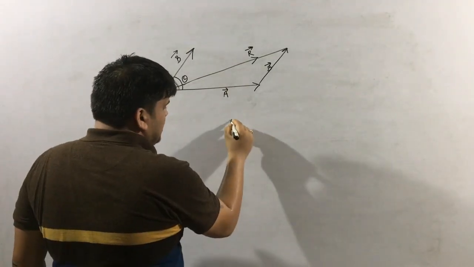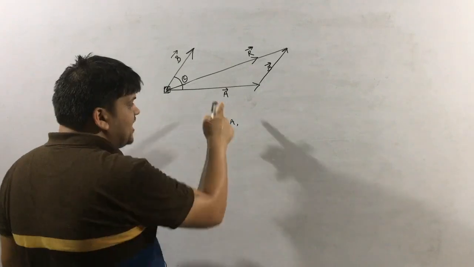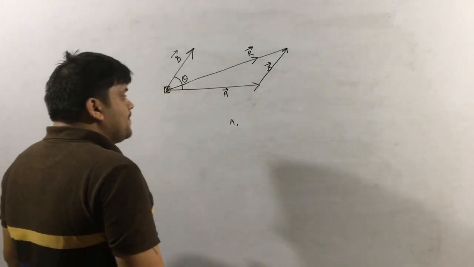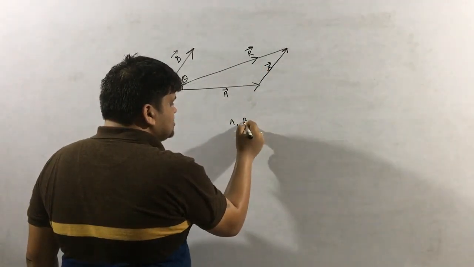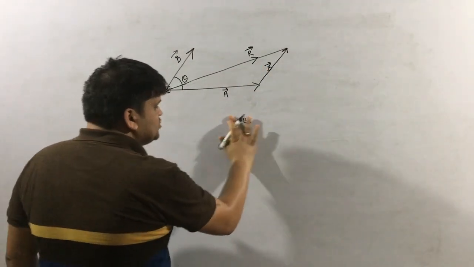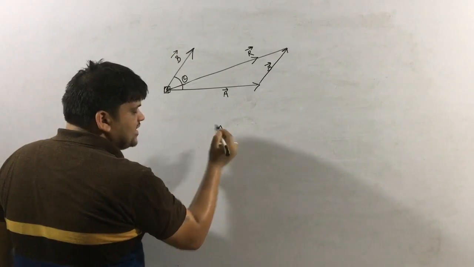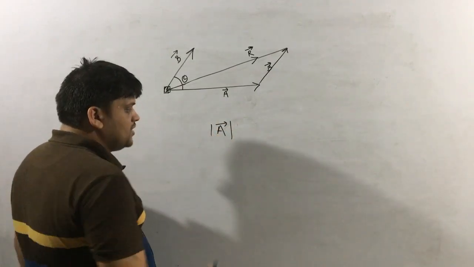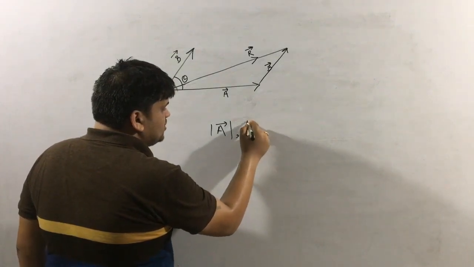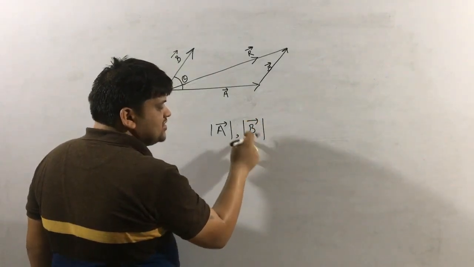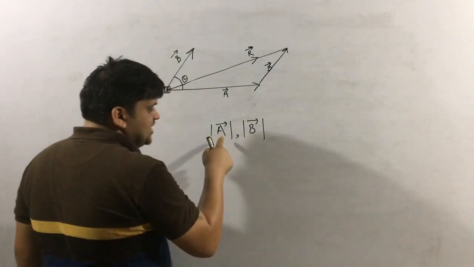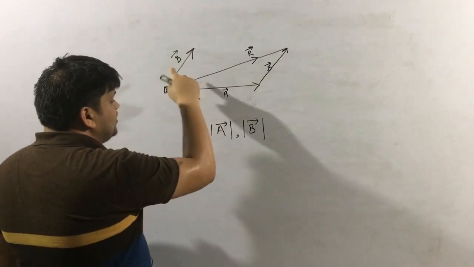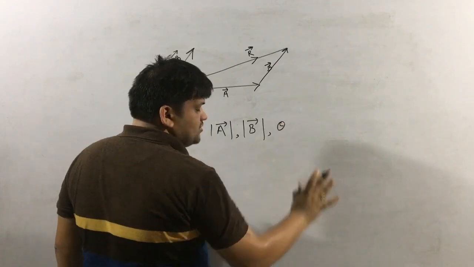A is given. A means the magnitude of A vector, 10 Newton, that is given. The magnitude of B vector is given, means B is given. See, the magnitude of A vector you can write like A, or you can write like this also. This is given to me. The magnitude of B vector, or you can simply write this as B, that is 10 Newton and 5 Newton, and the theta, the angle between them, these three are given to me.